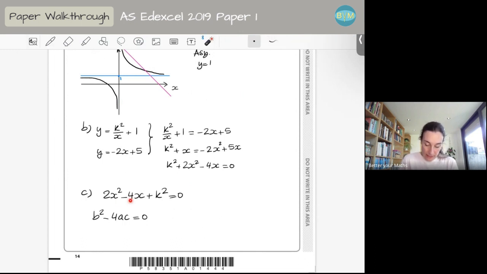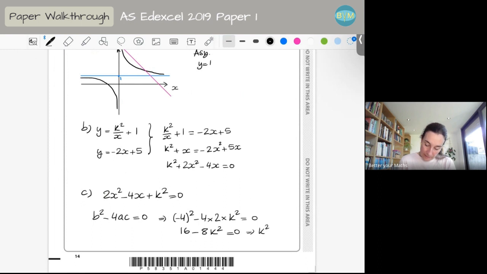B squared is this value squared, so it is minus 4 squared, minus 4 times a, which is 2, times k squared. And this must be equal to 0. And from here, I'm just going to find the value of k. So I have 16 minus 8k squared equals 0, which means k squared is going to be 16 divided by 8, which is 2. So k can be plus or minus root 2.